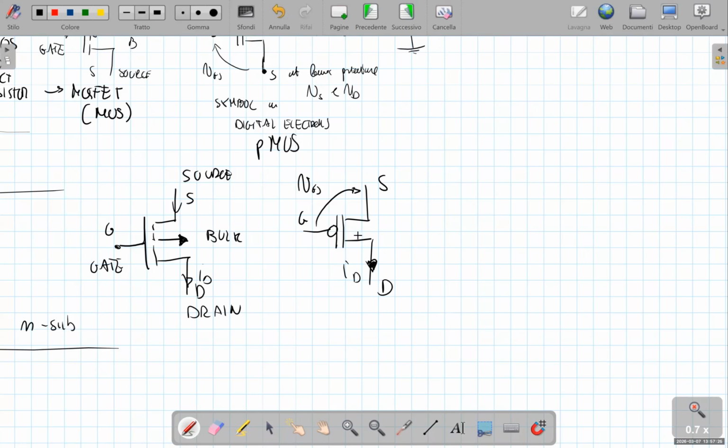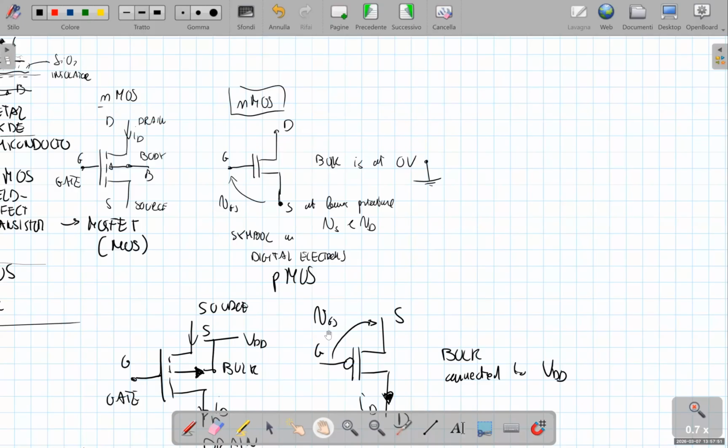With this symbol used in digital electronics, it is intended that the bulk is implicitly connected to VDD, that is to the highest supply, to the highest available voltage. So this is equivalent to the full symbol with the bulk connected to VDD, like the symbol that we have introduced for the NMOS transistor corresponds to the full symbol with the body tied to ground. Okay?